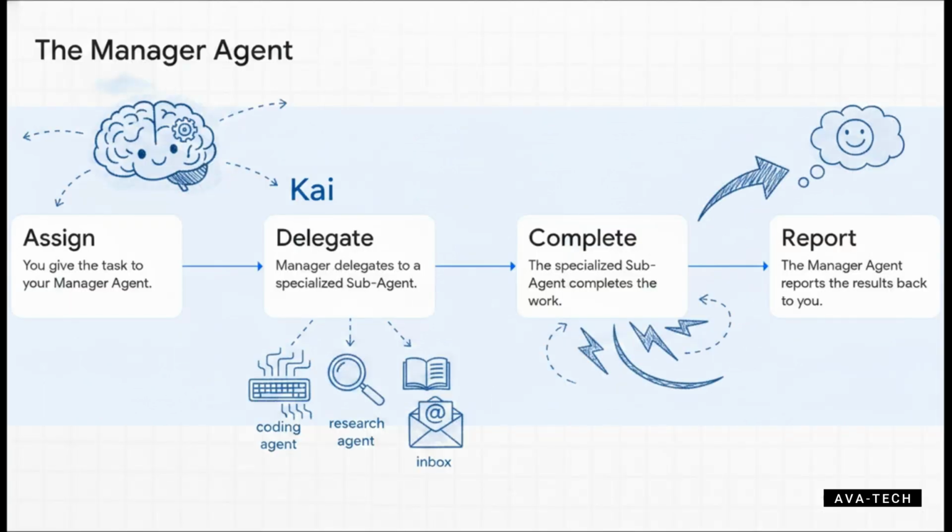So you might be wondering, how do you manage all these different subagents? Easy. You build a manager agent. Let's call him Kai. Kai's only job is orchestration. You talk to Kai, and then Kai delegates the specific tasks out to the coding agent, the research agent, the inbox agent, whoever. Once the subagents finish the work, Kai pulls it all together and reports straight back to you. So you only ever have to communicate with one brilliant manager.